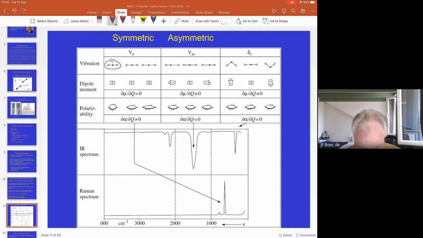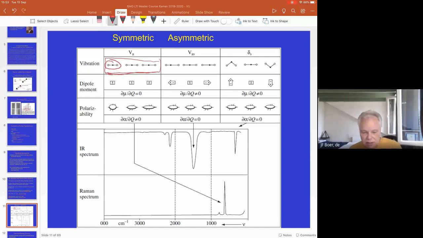And I have to look closely now. If I look at this vibration, it is the 2 oxygens on the outside that move away from the carbon and then move back in again. So that is the vibration of the 2 oxygen atoms with respect to the carbon in the center, and the carbon doesn't move. So that is this vibration that I show here.